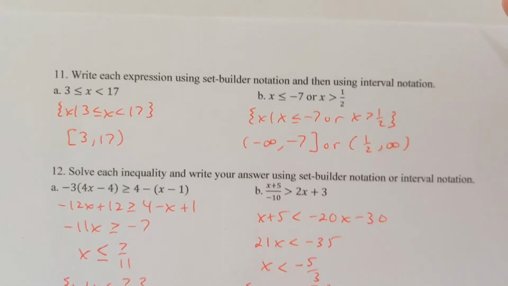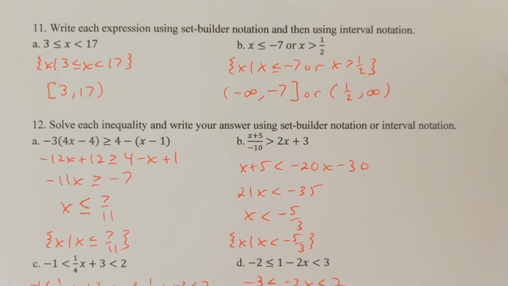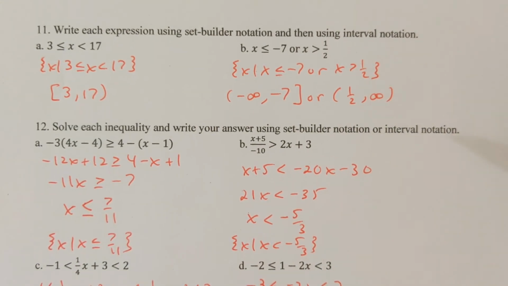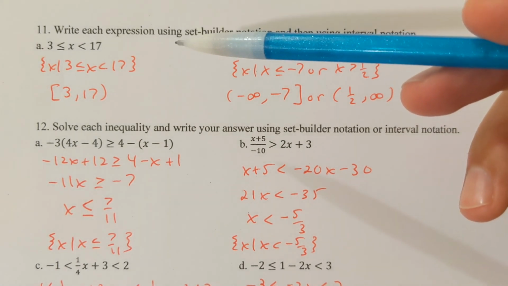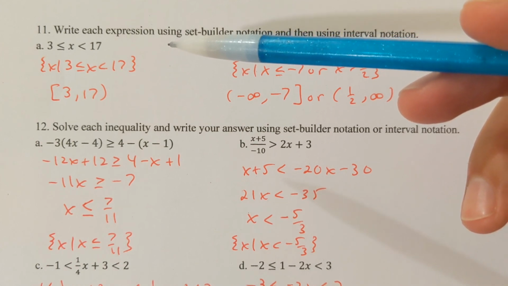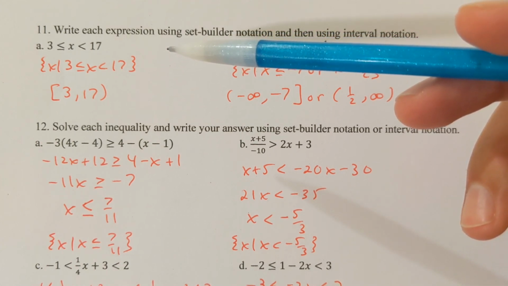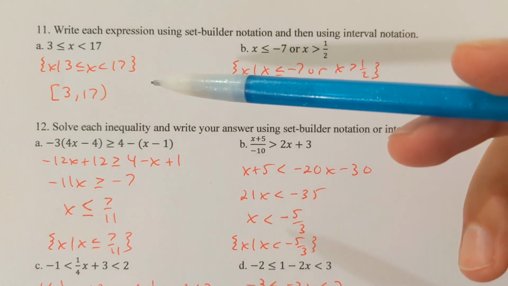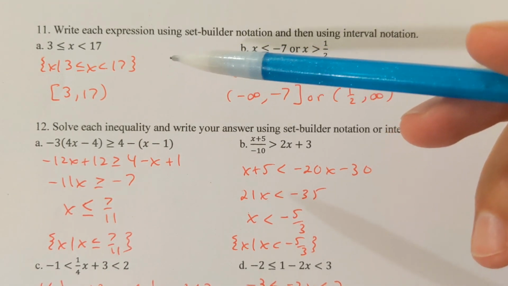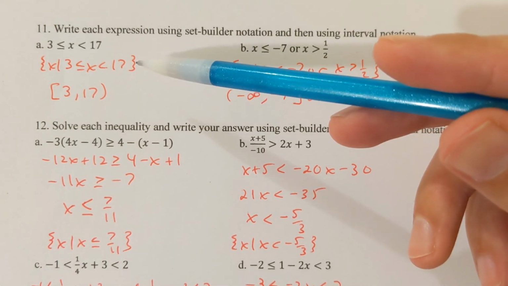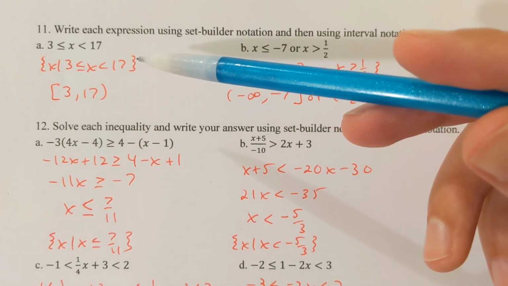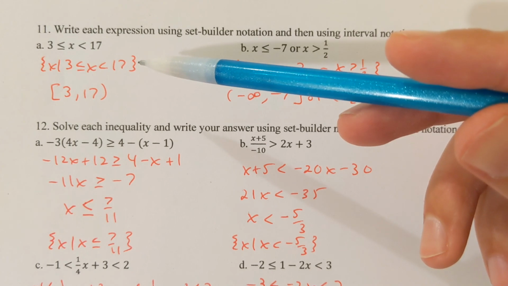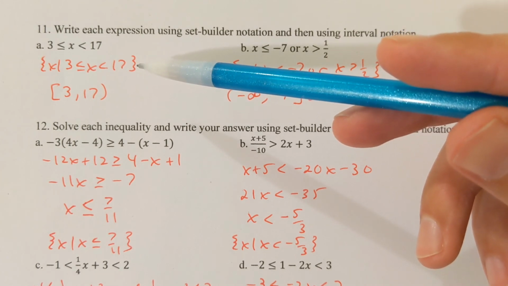Okay. Problem 11. Write each expression using set builder notation and then using interval notation. So part A, 3 less than or equal to x less than 17. Okay, well, here's that written as a set. Set of all x such that x is greater than or equal to 3, which is less than 17.